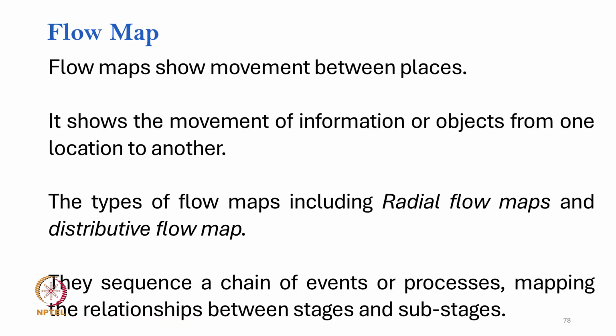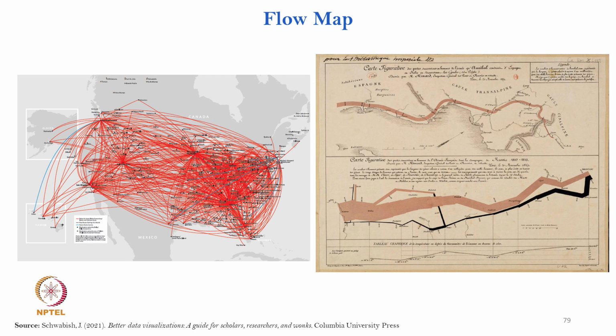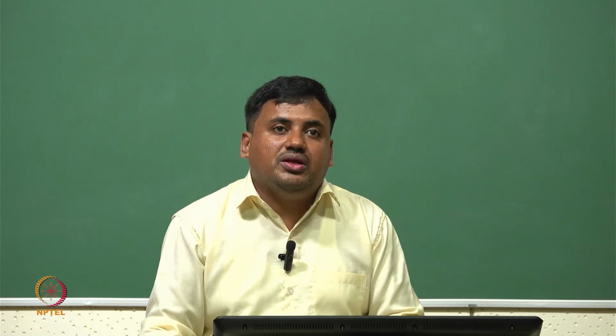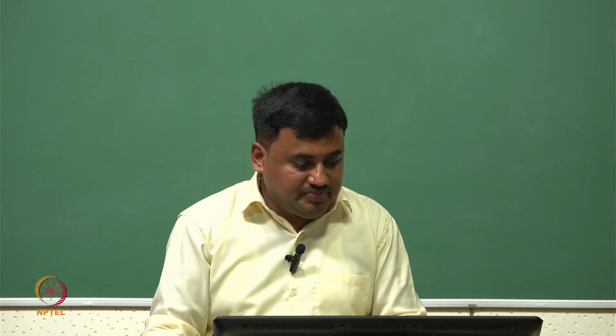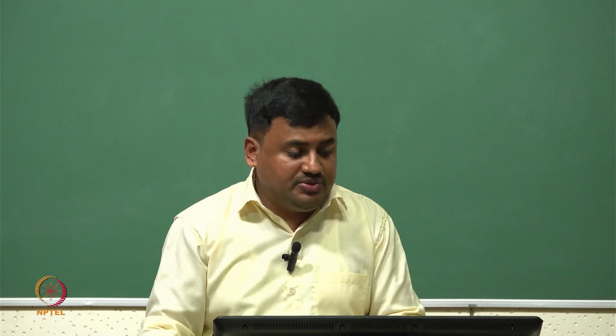Another type of map is the flow map. A flow map geographically shows the movement of information or objects from one location to another. There are different types of flow maps, including radial flow maps and distributive flow maps. They show a sequence or chain of events or processes, mapping the relationship between stages and substages. We use this kind of flow map regularly, like Google Maps, to go from one place to another. Google Maps directions are one type of flow map.